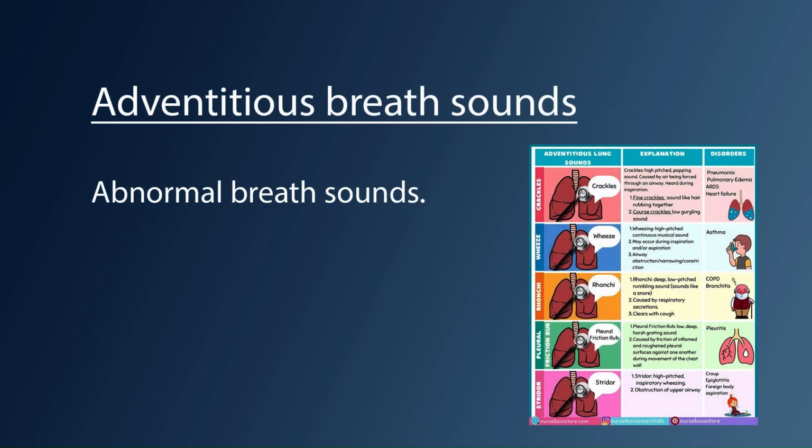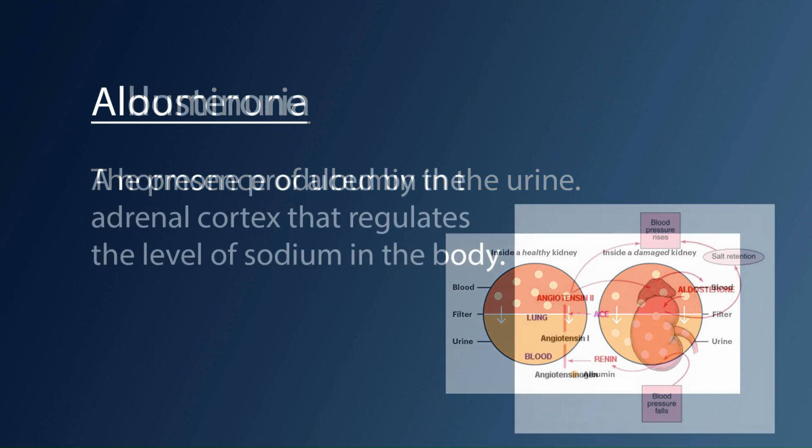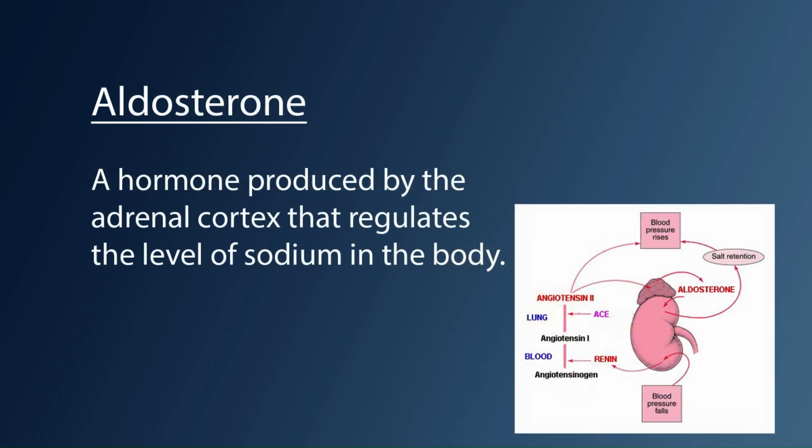Adventitious breath sounds. Abnormal breath sounds. Albuminuria. The presence of albumin in the urine. Aldosterone. A hormone produced by the adrenal cortex that regulates the level of sodium in the body.